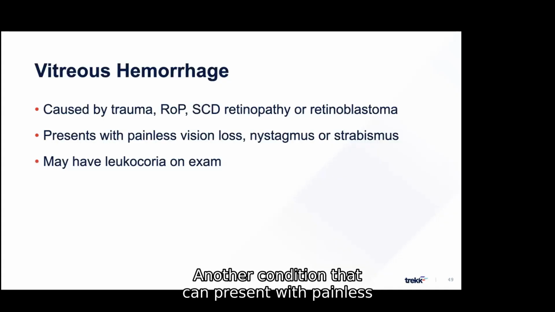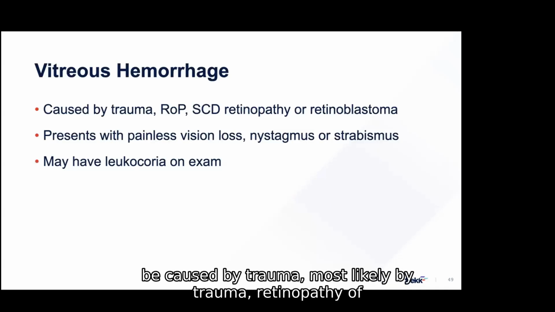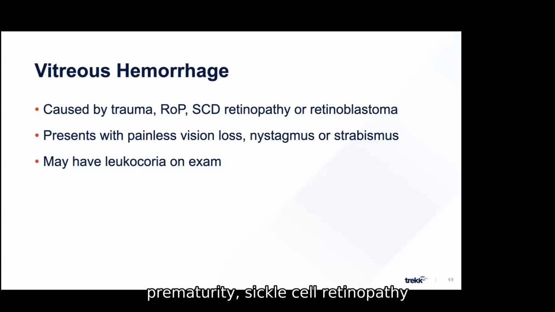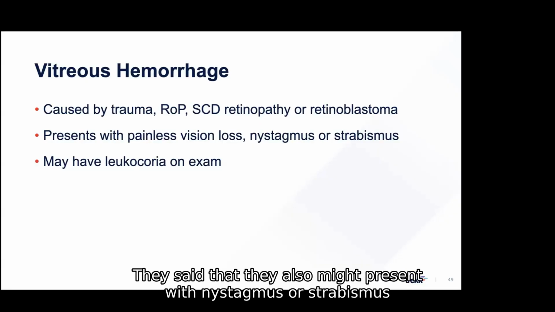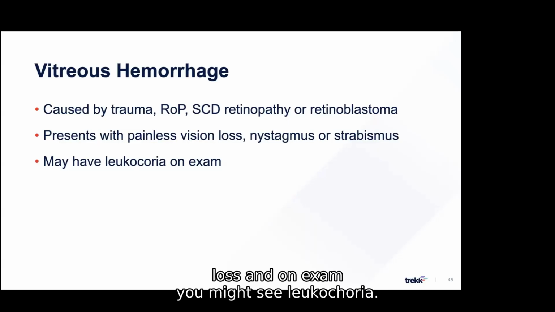Another condition that can present with painless vision loss is vitreous hemorrhage. Again, could be caused by trauma, most likely by trauma. Retinopathy of prematurity, sickle cell retinopathy, or retinoblastoma. So they also might present with nystagmus or strabismus, as well as vision loss. And on exam, you might see leukocoria.